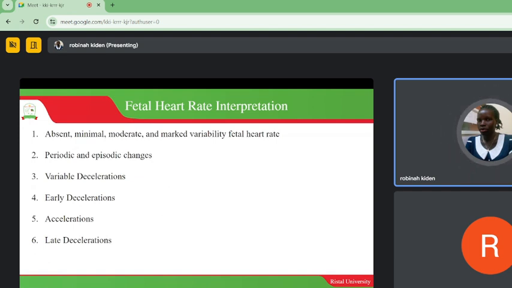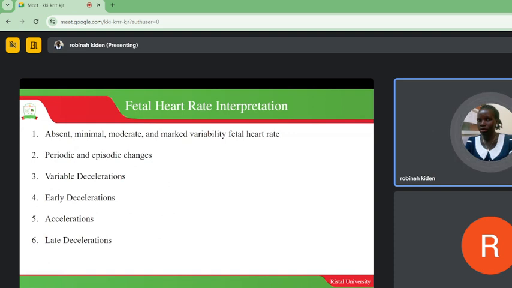Then variable deceleration, if the heart rate is reducing. Maybe you first took it, it was 130, then the next time you took it is 125, the next time you took it is 120, the next time you took it is 115, then it goes on reducing like that.